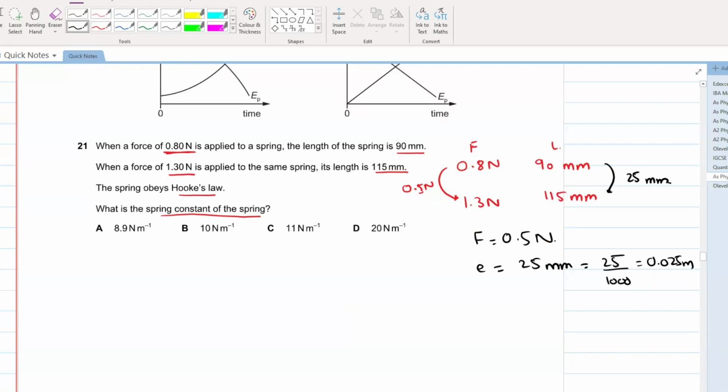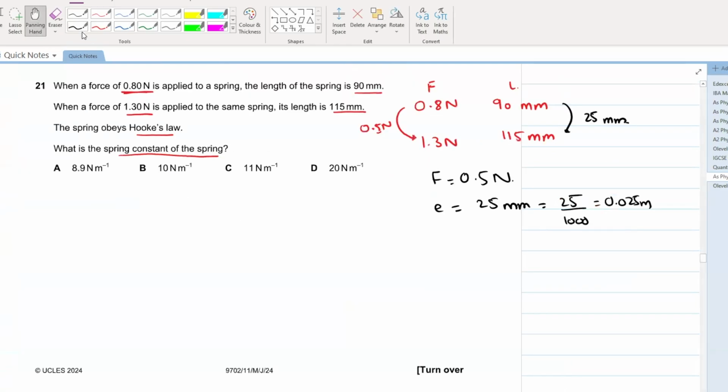Can you calculate the spring constant? Yes, pretty easy to calculate the spring constant. F is equal to kx. Force is 0.5. k is unknown. Extension is 0.025. Can you calculate k? Yes.